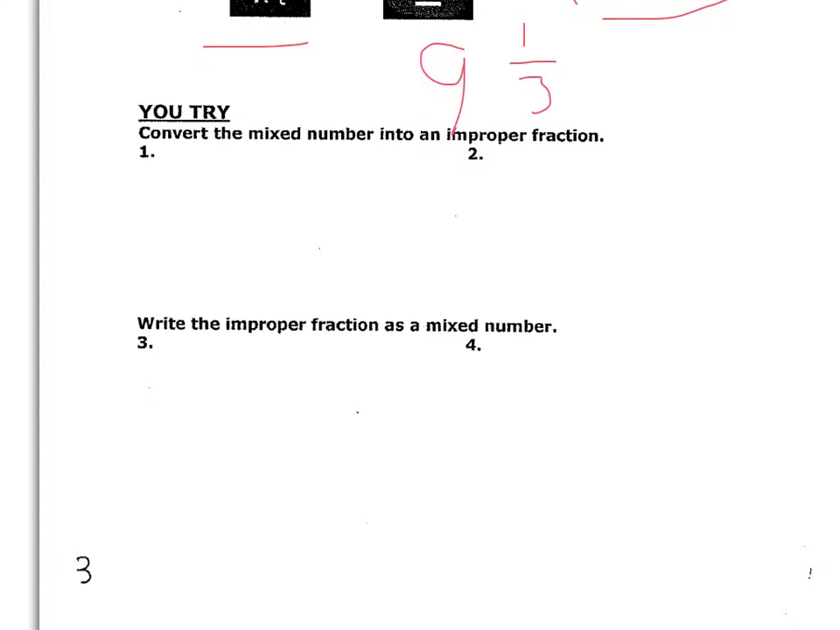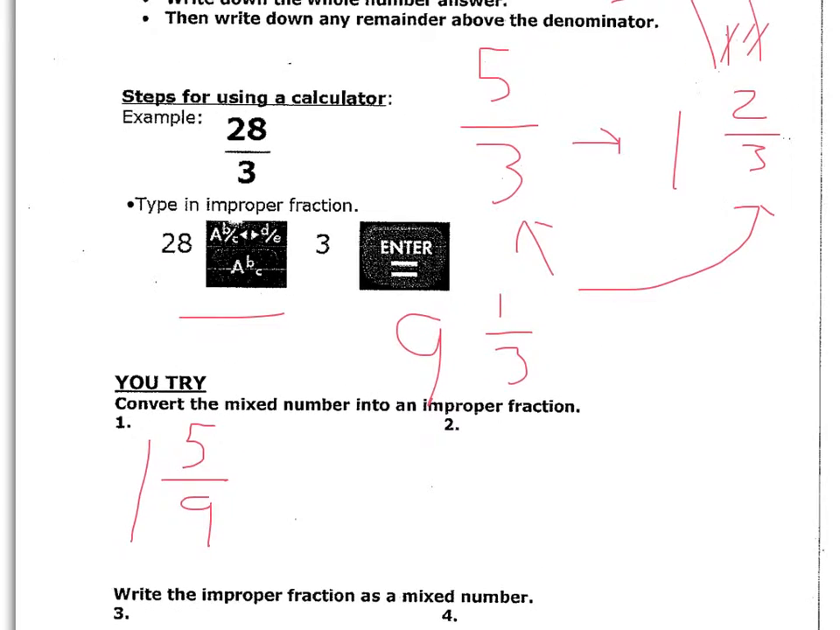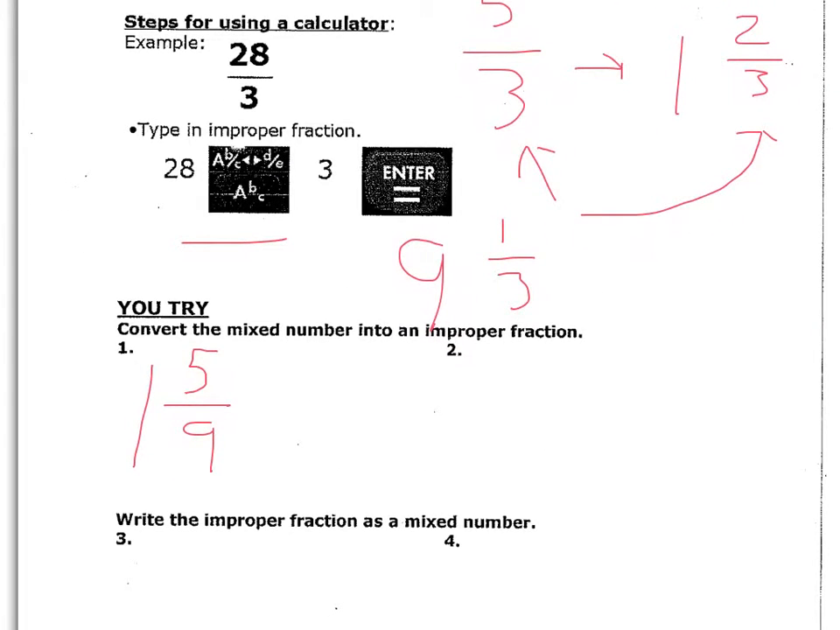Okay, the first one, we're going to try 1 5/9. Let's go ahead and do this on a calculator. Now what would you want to do if you typed it on a calculator? You would type in 1 ABC 5 ABC 9. Now this gives you what should look like this on your calculator. You should have 1 and 5/9.